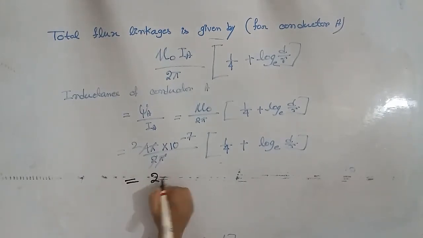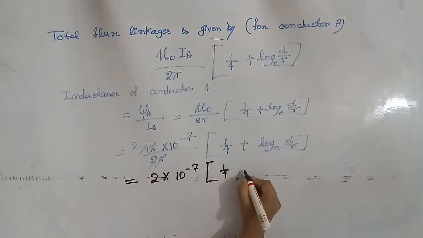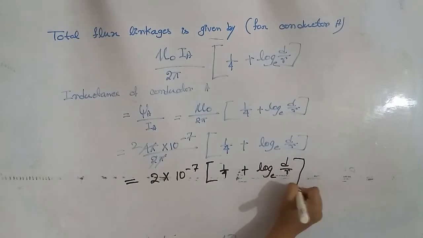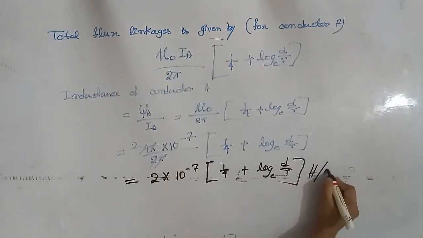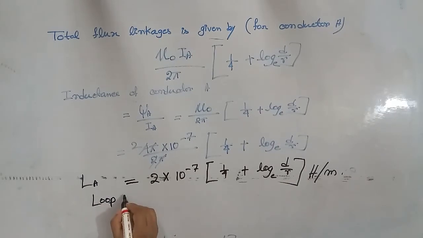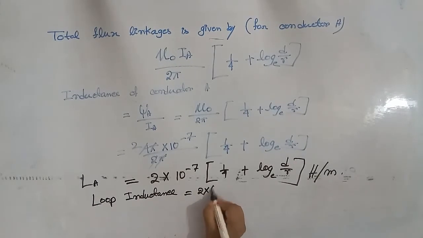This is equal to 2 × 10^-7 (1/4 + log_e D/r) Henry per meter. So this is the value of inductance of a conductor. Now if we find the loop inductance, one loop is created by two conductors. So loop inductance is equal to 2 times the individual inductance of a conductor, that is 2 LA.